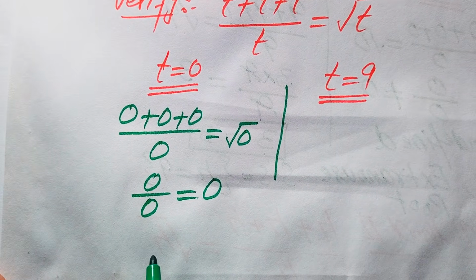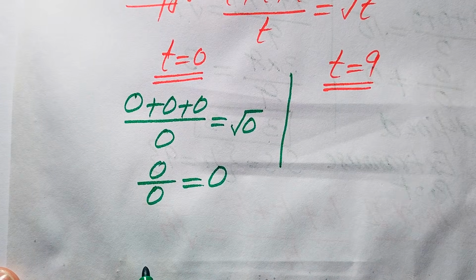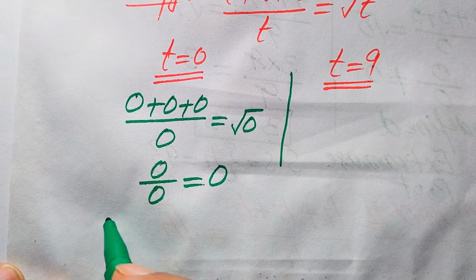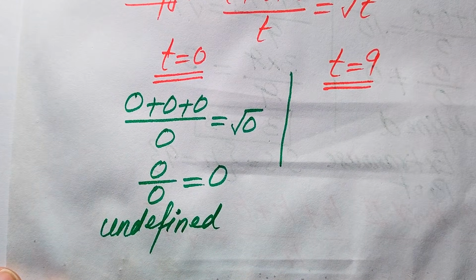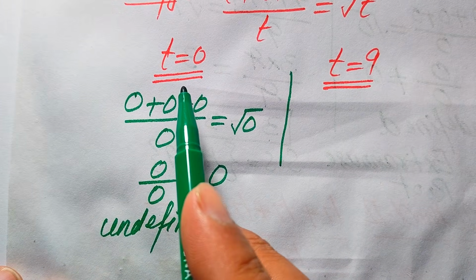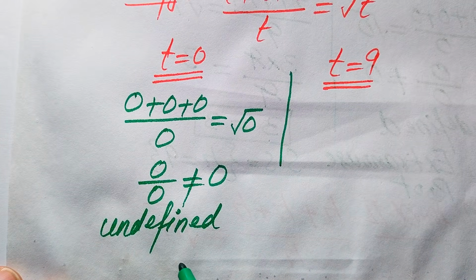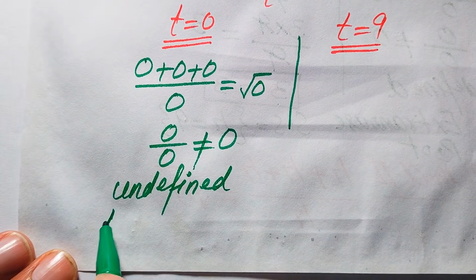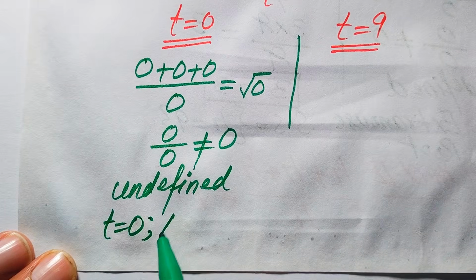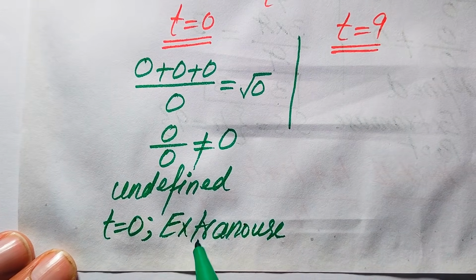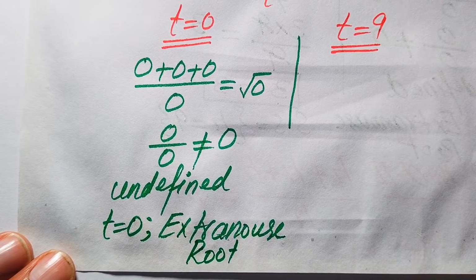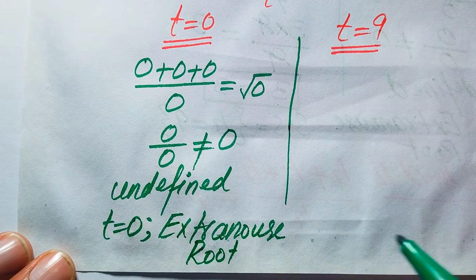So you clearly see here the 0 over 0 form is usually called an indeterminate form, or in other words we say that it is undefined. So if our left hand side is undefined, this means that both sides are not equal. And if both sides are not equal, this concludes that the value t equals 0 does not satisfy our given question statement. So we conclude that t equals 0 is the extraneous root of the given equation. Okay, this is the extraneous root which we get here.